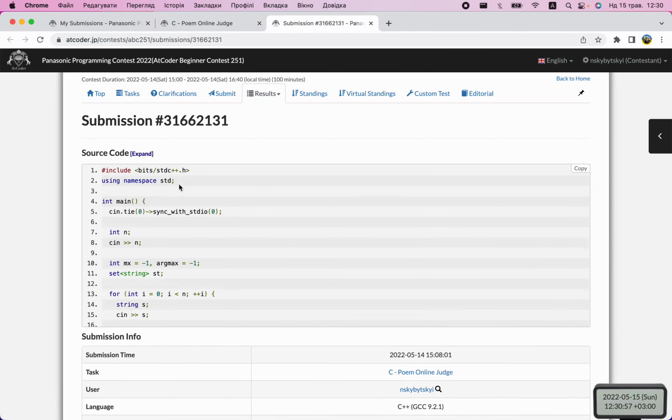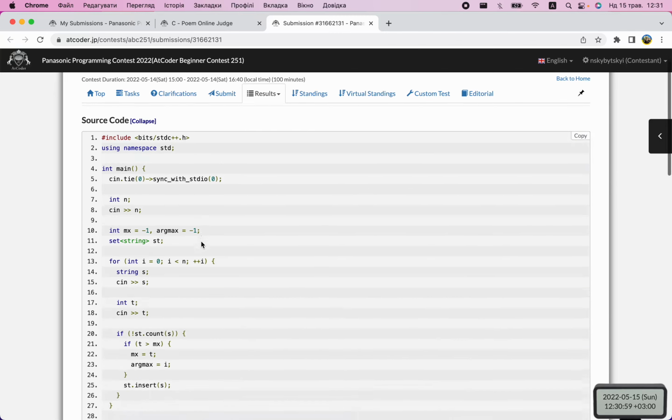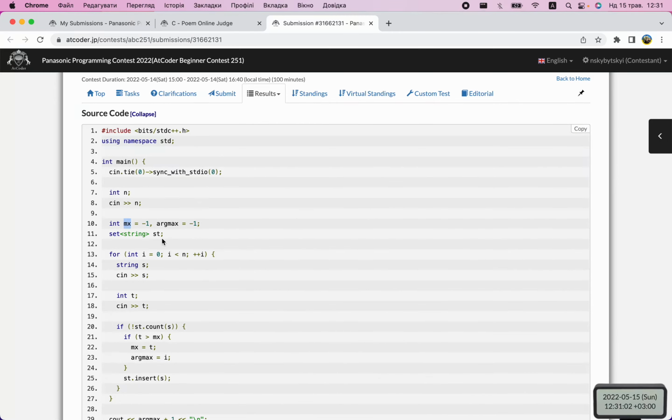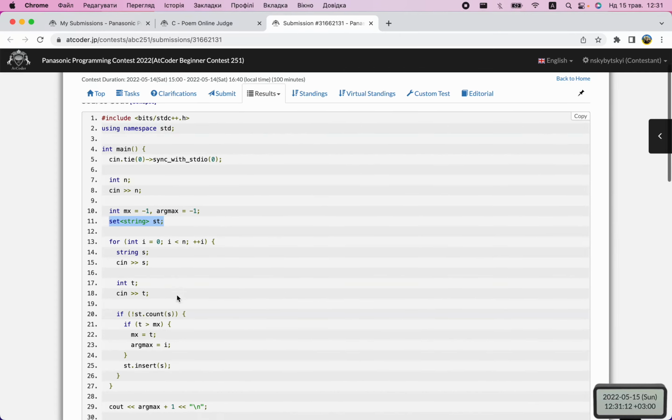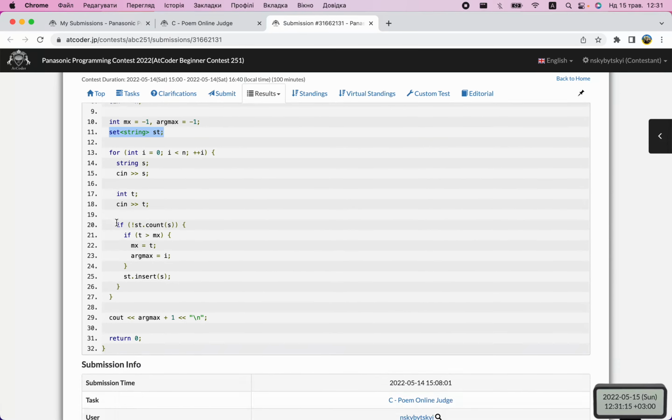So once again, an implementation problem. We just remember the maximum score so far and the index of the best score, and we also remember all submissions that were already processed. We add submissions to the processed set one by one. If it's not original, then we do not consider it at all. Otherwise, if the maximum gets updated, we need to update the maximum and also the index of the maximum. And then we just print the index of the maximum. Nothing particularly interesting here.